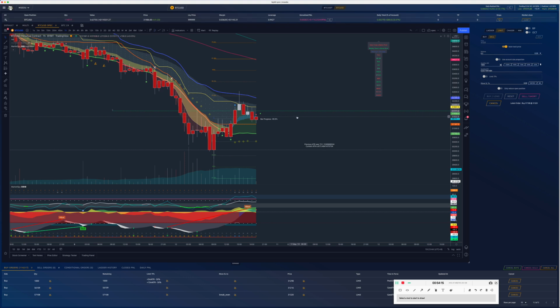So we are short for some reason. I don't know why. It looks like we took profit, and the candle is going up, and I don't know why. So a little negligence on my behalf. We're going to fix that by buying into this level here.